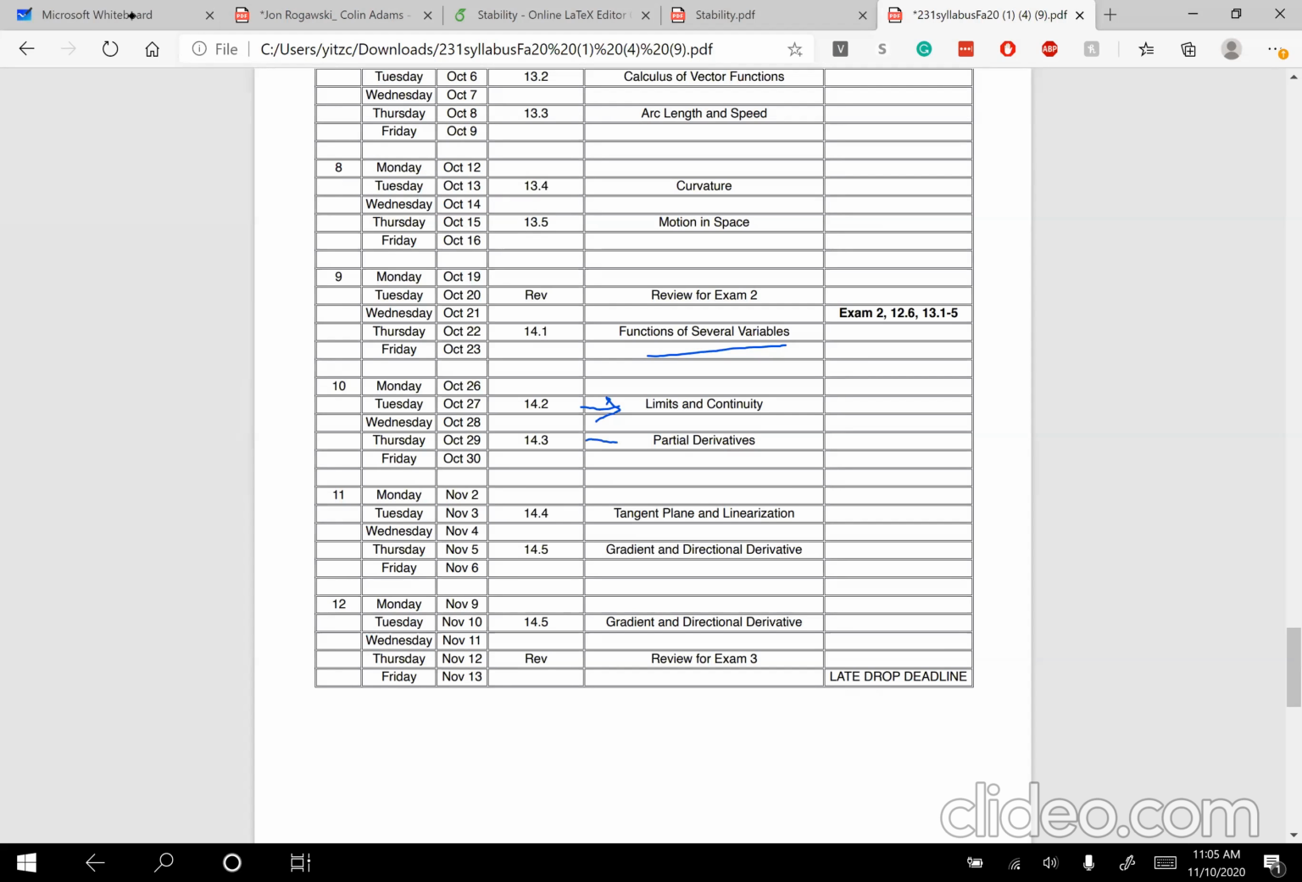Of course, you have to know how to take partial derivatives, find the tangent plane and the linearization at different points, and know the properties that we talked about for gradients and directional derivatives. And next class, we're going to review for exam 3. Are there any questions about any of this?